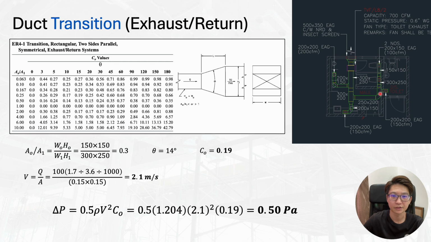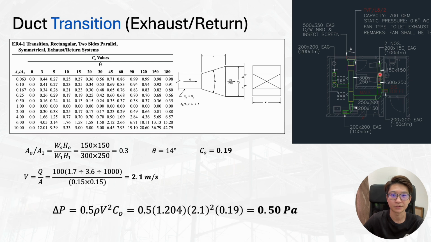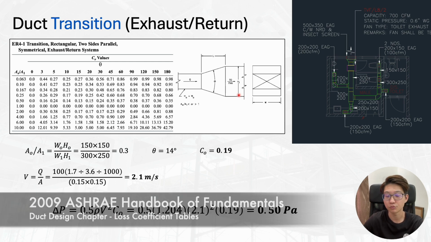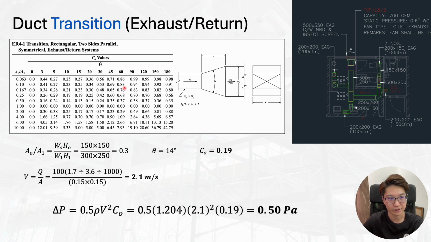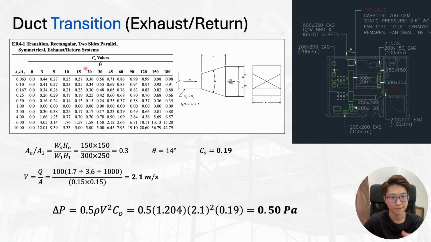So here I have the layout from just now, our earlier layout. Now we start with the first fitting. We want to start from here and go all around. So the first fitting is this duct transition. For this one, we can refer to the ASHRAE 2009 Handbook of Fundamentals. Under the duct design chapter, they have a few tables. This is one of the tables, and because our system is an exhaust system, we have to refer to this ER1, exhaust rectangular duct. If it is a supply, then there is SR1, supply rectangular duct.